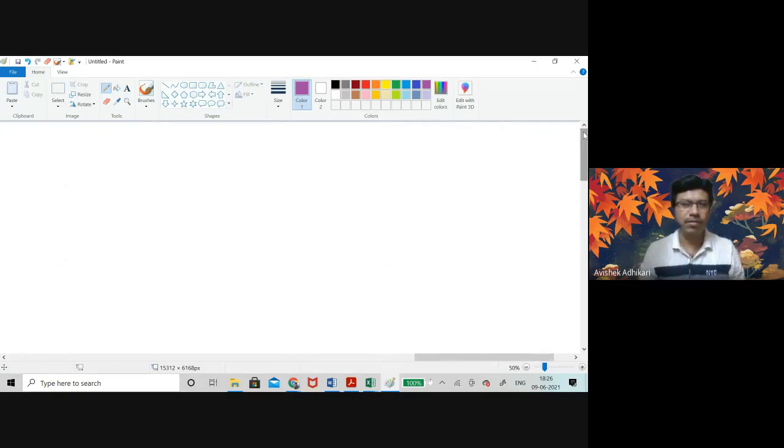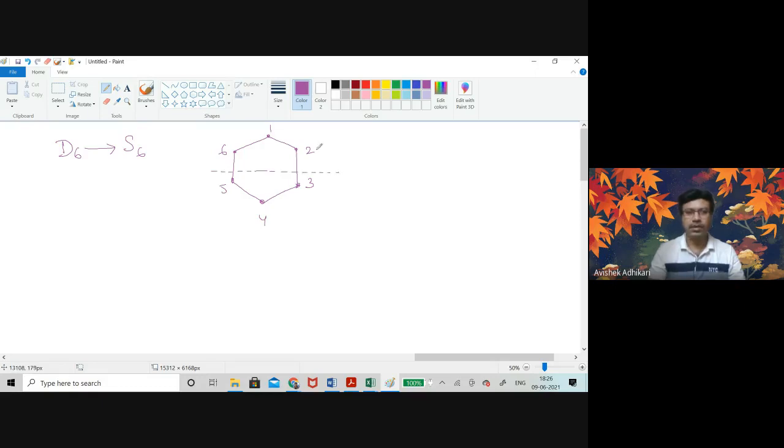There are plenty of others. I am just giving you a kind of example or exercise. Maybe you can think of going from D6 to S6. It can be done from Dn to Sn, doesn't matter. D6 means you have a regular hexagon. Say the vertices are 1, 2, 3, 4, 5, 6, and take any of the symmetries. Say I am taking this symmetry, that means 1 goes to 4, 2 goes to 3, and 5 goes to 6, or 6 goes to 5. So this symmetry can be represented by this permutation.